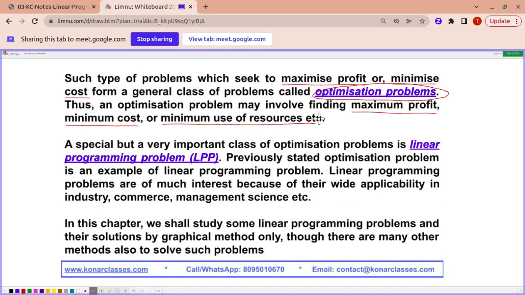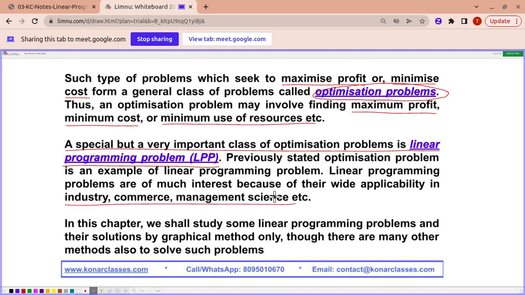A special but a very important class of optimization problem is the linear programming problem, and in short it is known as LPP, linear programming problem. The problem I mentioned earlier about that furniture dealer purchasing chairs, tables and then selling them, that problem is a linear programming problem. So linear programming problems are of much interest. Why? Because of their wide applicability in industry, commerce and management sciences.